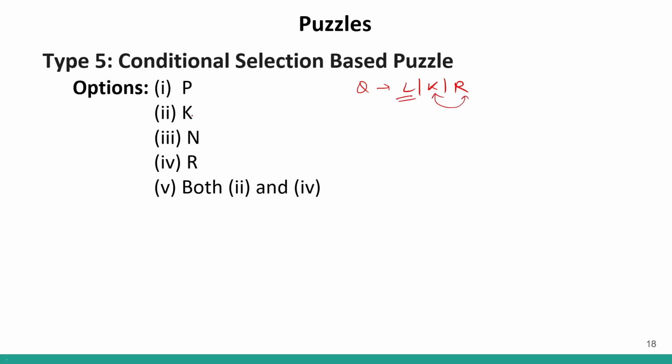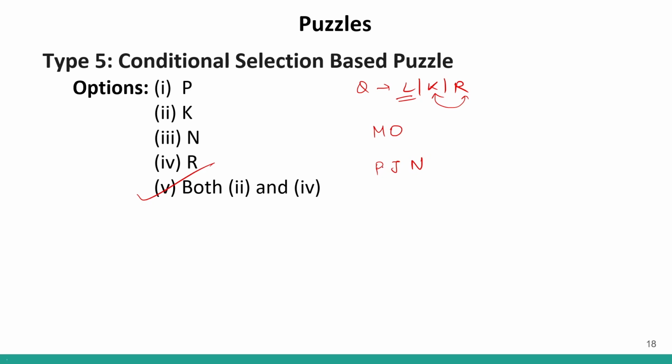So K and R is given in option number 2 and 4. So my answer will be option number 5, both 2 and 4. Okay, because except L, with Q we have K and R. Correct? So these 4 people live together, MO live together and PJ and N live together.